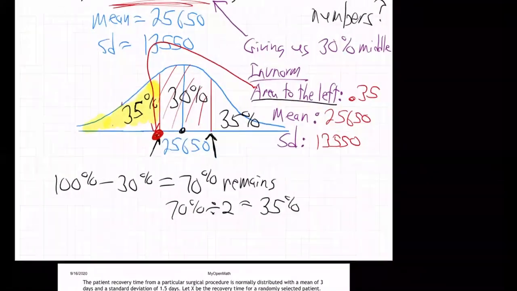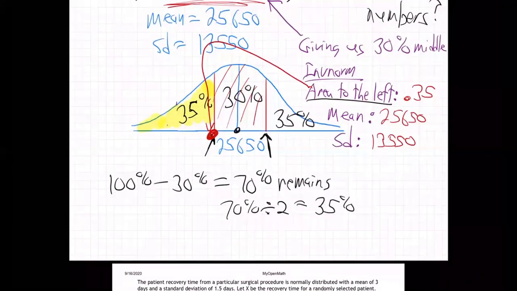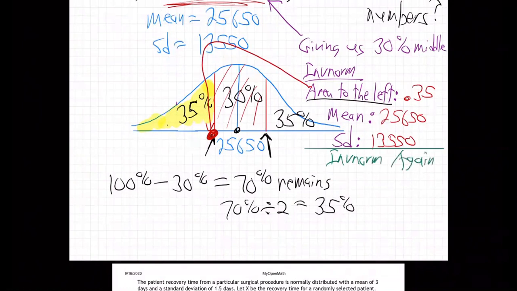How do we get the spot on the right? We do the same thing again. Let me draw a line here. And so we have to do inverse norm twice. Inverse norm again. And what is the area to the left? So now we're doing it for the second spot. Everybody see that? So you're going to have to do inverse norm twice.